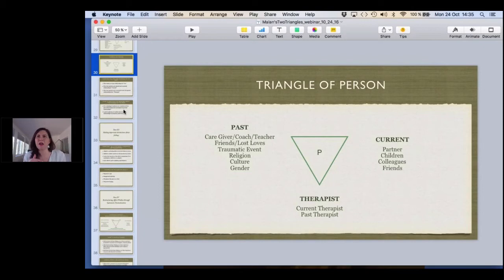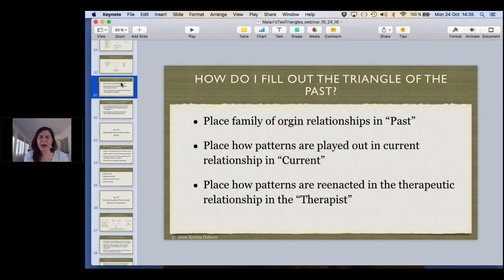More often than not, I'm able to link it to the past if I'm really paying attention to the behaviors. Being a behavioralist in APT is really helpful, because we're looking for patterns, right? We're really looking for patterns. And if we have the patterns in place, it's a lot easier to work the model. So how do you fill out the triangle of the past?